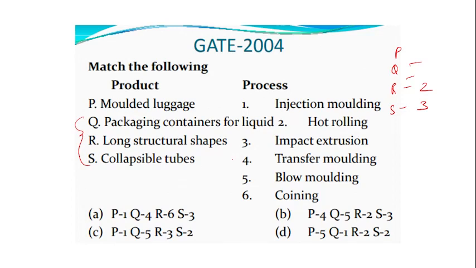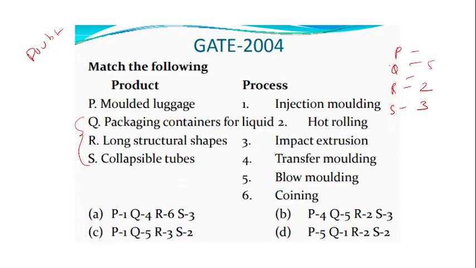Why molded luggage is not made by other molding processes, I don't know, I will tell you later. I'm writing it down. But this is an easy question, because there are three easy options to solve it. If you get three options correct, even two, you'll get the answer. So these are the easy ones, and moving on to the packaging containers for liquid. That we have also studied in the blow molding process, it is made by blow molding. You can write that easily. Then only P is left, and only one option is matching.